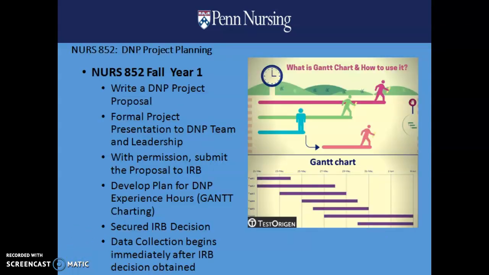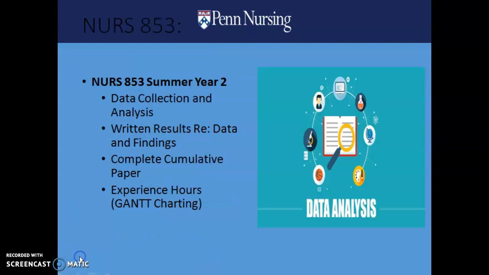In the fall of your first year of the DNP project year, you will write up a DNP project proposal. You will submit this to the Institutional Review Board, the IRB. Once you have secured the IRB's decision, you can begin to collect data, which will lead you into 853. In Nursing 853, which is the summer of your second year, you will collect data and begin to analyze the data. This is the time when you will begin to write up your findings and have a good portion of your cumulative paper so that when you get to 854, you will be able to begin the dissemination process.